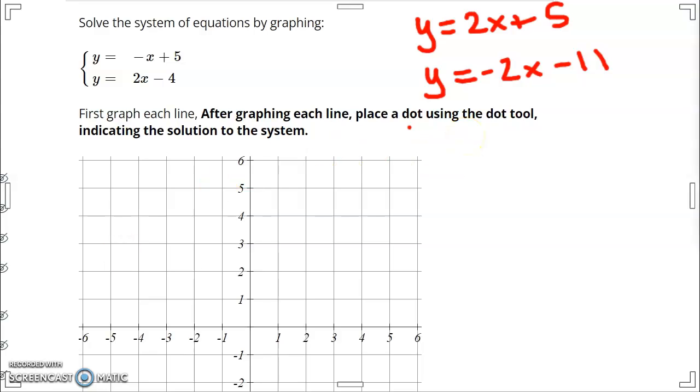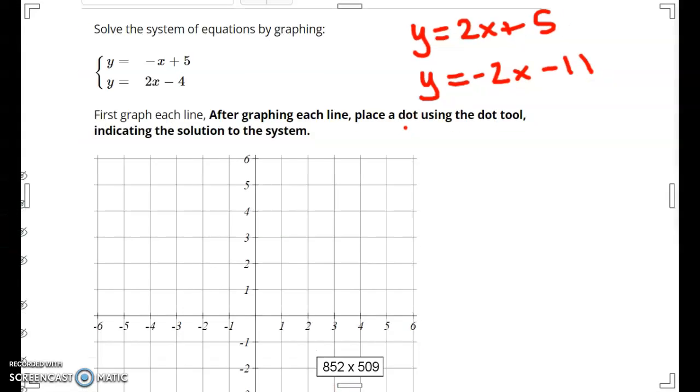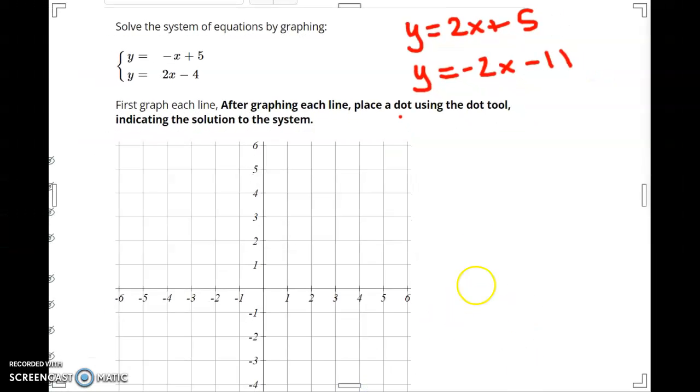Okay, in this video, we're going to look at how we can graph these. Let me make this screen a little bigger. How do we graph these lines? The first one is not going to be too bad, but the second one we might have a problem. So we have these constraints. This only goes 6, -6.